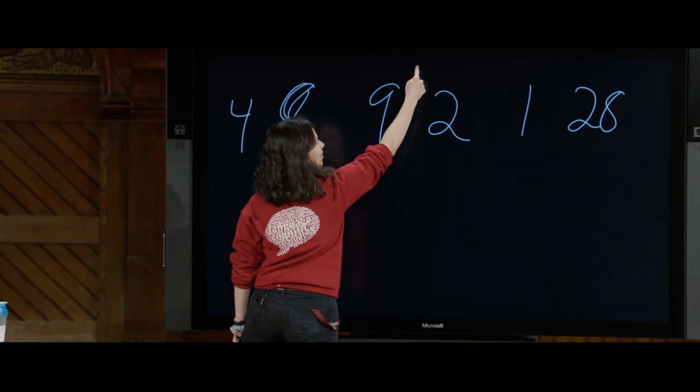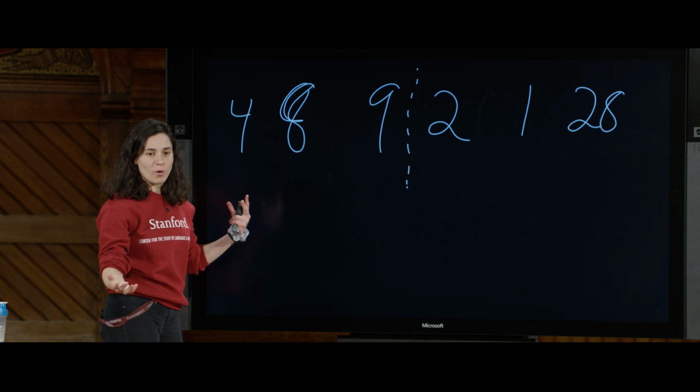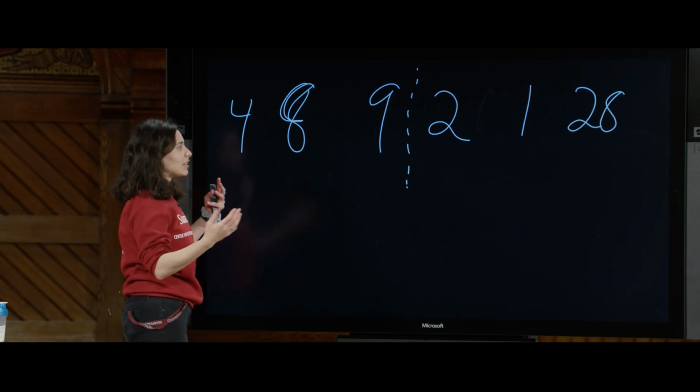Okay, so if we imagine splitting this in half, right? So now we have these 2 arrays, both of values, right? And we split in half again.